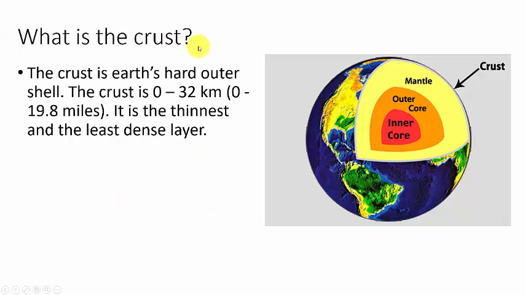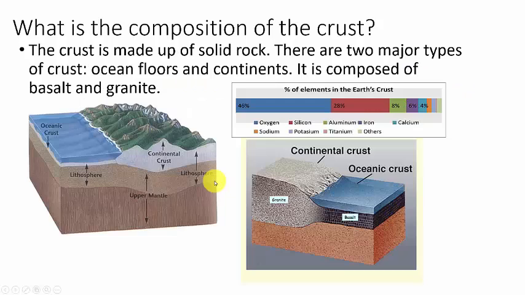So what is the crust? The crust is the Earth's hard outer shell. It's from 0 to 32 kilometers, or 0 to 19.8 miles. It's the thinnest and the least dense layer. There's a range here because it's usually not consistent. There are thinner portions of the crust and thicker portions of the crust.